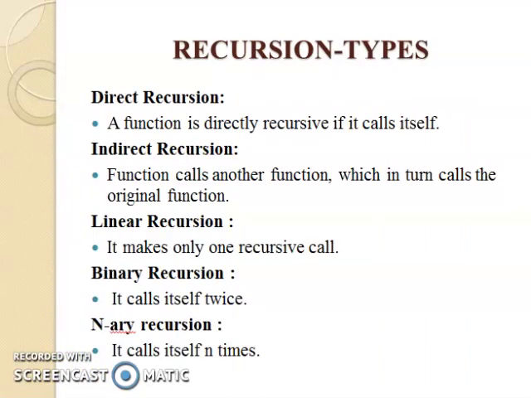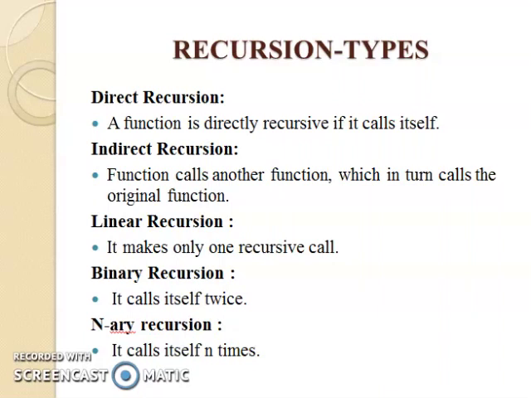Here we see the various types of recursion. The first one is direct recursion, second one is indirect recursion, third one is linear recursion, fourth one is binary recursion, and fifth one is n-array recursion. First we see what is direct recursion. Direct recursion means a function is directly recursive if it calls itself. Second one is indirect recursion. It means it calls another function which in turn calls another function. For example, if the function name is A, inside function A we are calling function B, and again inside function B we are calling function A.